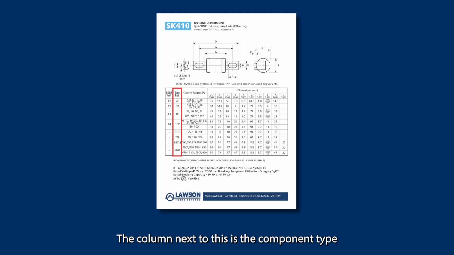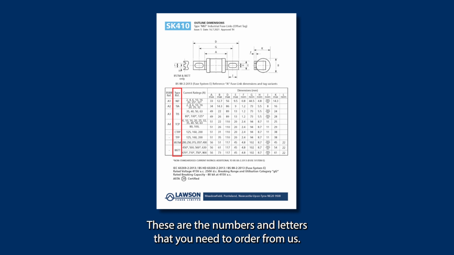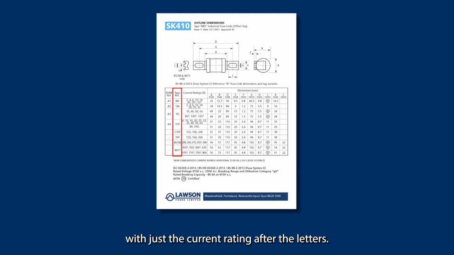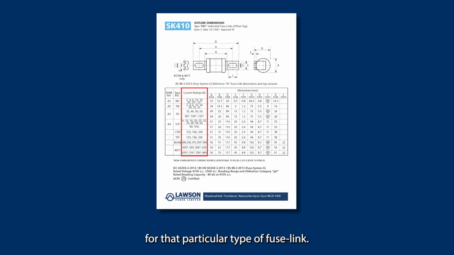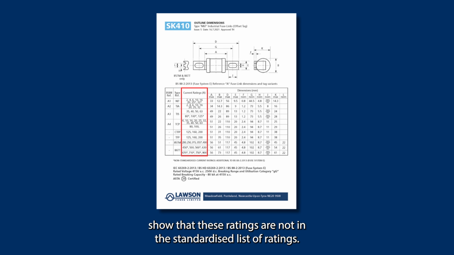The column next to this is the component type. These are the numbers and letters you need to order from us, with just the current rating after the letters. The next column is current ratings. This is the full list of current ratings that are available for that particular type of fuse link. Note the asterisks next to the current ratings show that these ratings are not in a standardised list of ratings. It's fine, they've all been tested and certified for use, but they may be handy if the rating you are looking for is not in the general standards list.